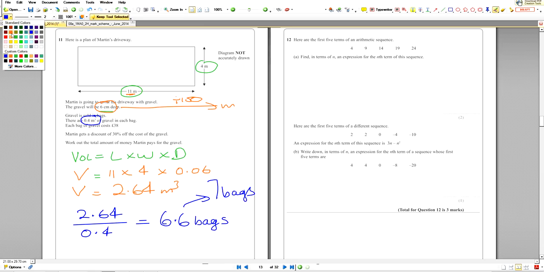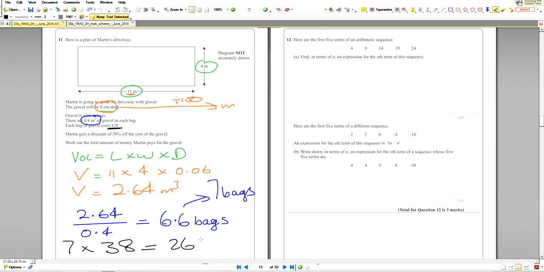Okay, now we need to work out the cost of those 7 bags. So we've got 7 bags multiplied by the cost per bag, £38 a bag. 266. So the answer for that will be 266. Yeah. Okay, lovely. £266 exactly, but we missed out one thing.